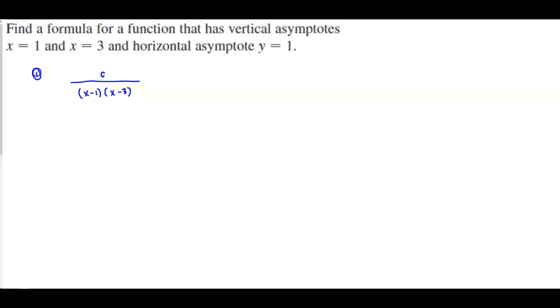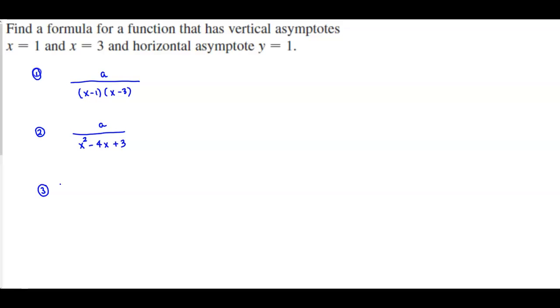Okay, and so now we need to figure out what this numerator is going to give us. So let's just call this a, since we don't know what that is yet, because we want to make sure that the horizontal asymptote is going to be y equals 1. Now let's take a look at what happens when we distribute and multiply x minus 1 times x minus 3. We end up getting x squared minus 4x plus 3.